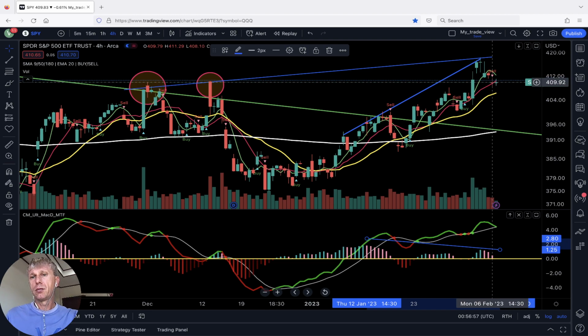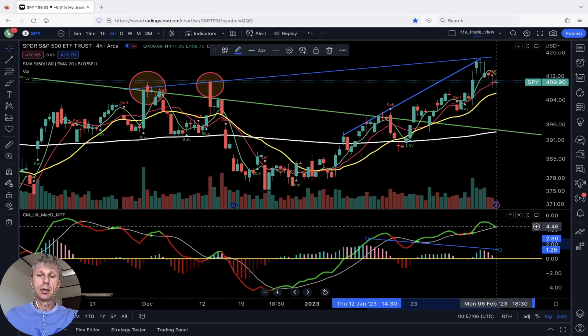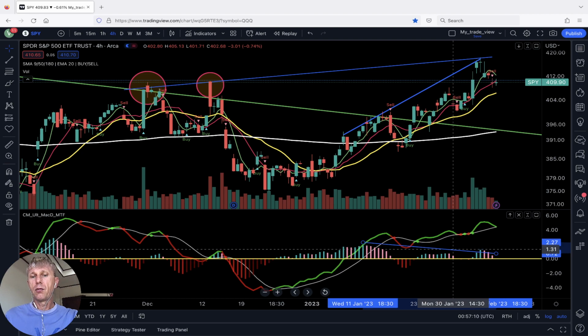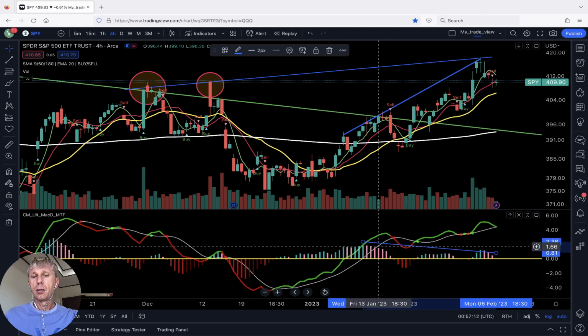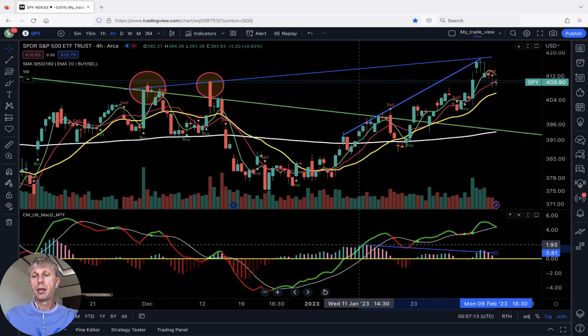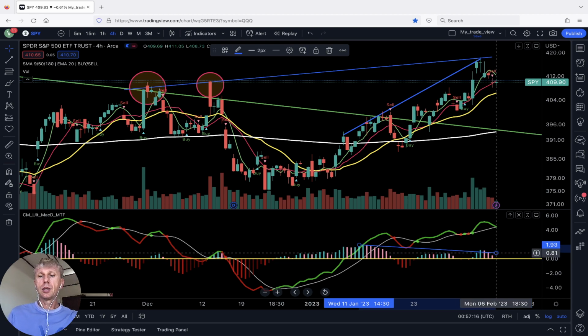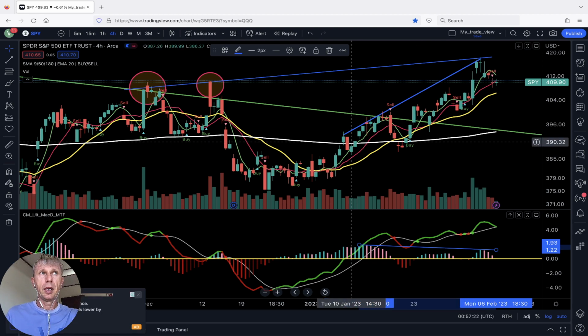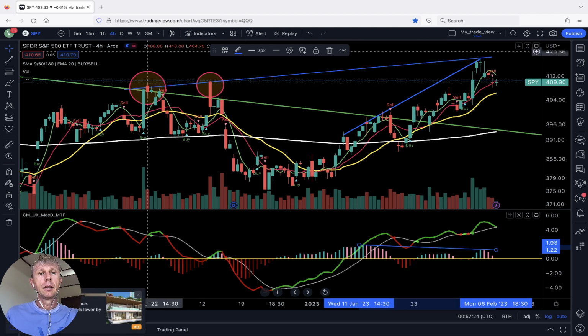On 4 hours, the previous bar gave a sell signal already, and the last bar closed below MA10. MACD already did a bearish crossover. It has bearish divergences, right? And a bearish crossover, it's a bearish signal. On 4 hours, SPY has a bearish signal. It wants a bearish reversal signal. Let's move to 1 hour.